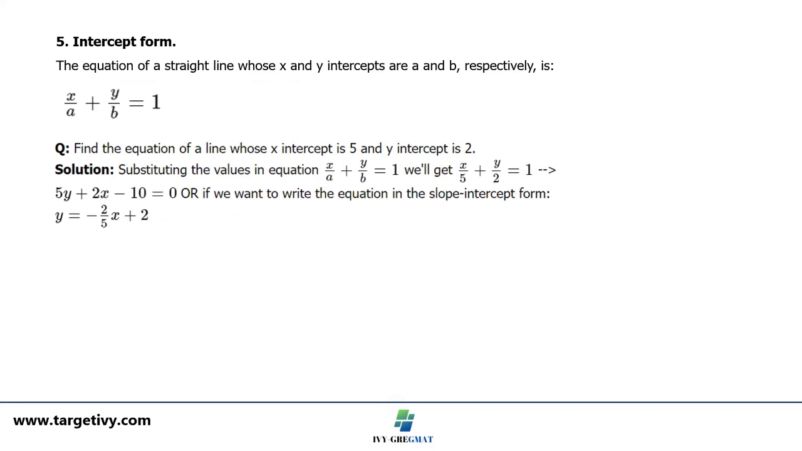The equation of a straight line whose x and y intercepts are a and b is this, as we did previously also. x by a plus y by b is equal to 1.